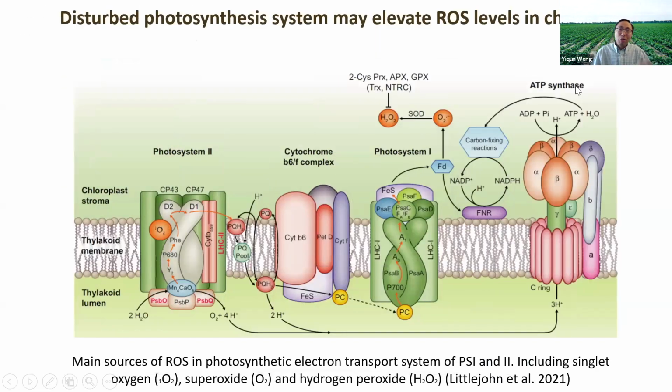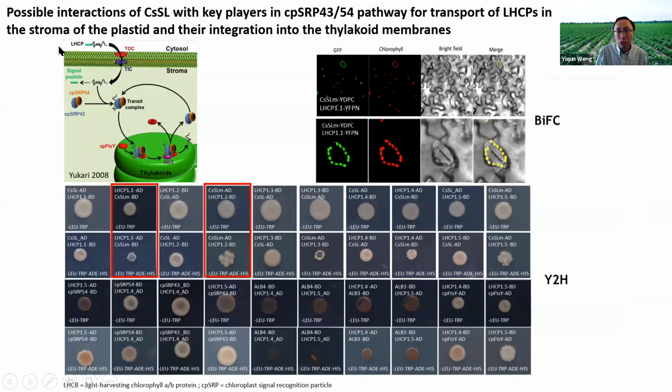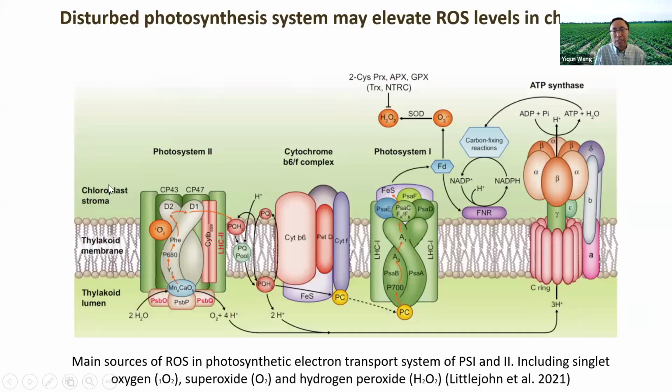So how is this mutation related to the multiple disease resistance and the drought tolerance? I don't have any evidence. We are still working on it, but that's our speculation. Probably because the gene functions in the delivery, particularly of the LHCP proteins, which are important for photosynthesis and the biogenesis of the thylakoid membrane. So if the mutation affects the transportation of those LHCP proteins, it may disturb the photosynthesis.